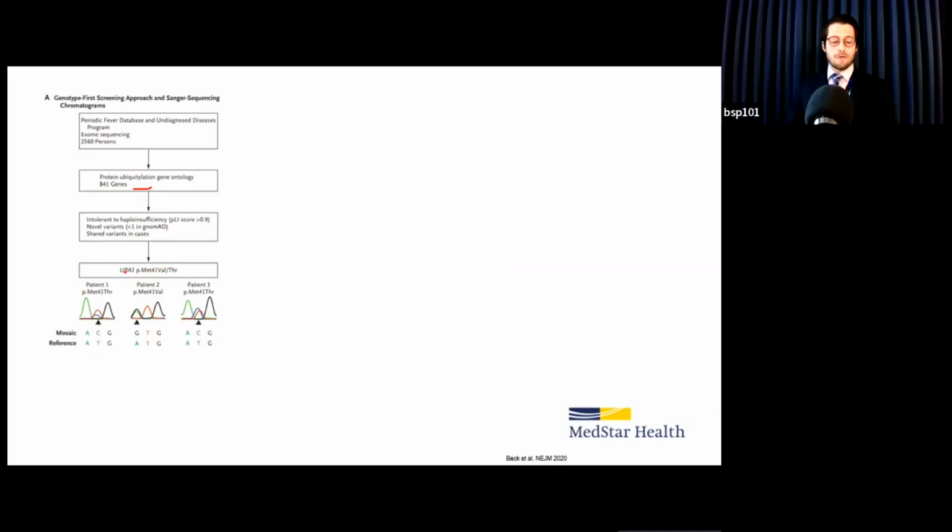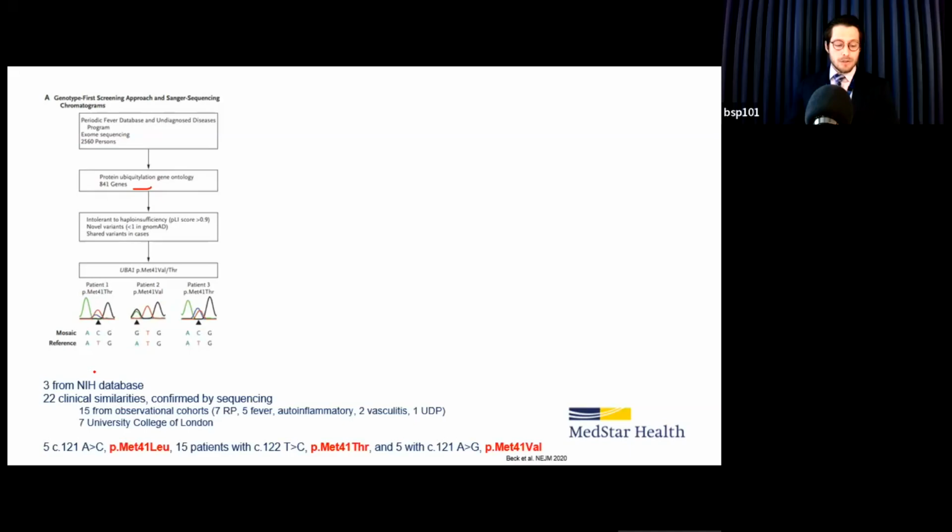And they ended up finding 3 men, 3 male patients, that had a specific mutation in codon 41 of the UBA1 gene. And this leads to a change in the amino acids. And they found out that these 3 patients also shared some common clinical manifestations. So these were the first 3, and then they found 22 other patients with clinically similar presentations, and by sequencing, they confirmed that they also had the same mutations.